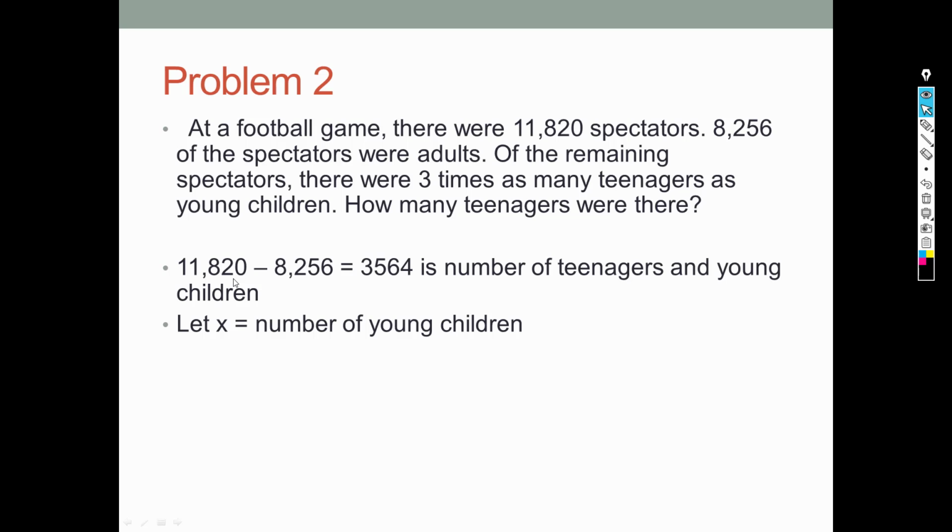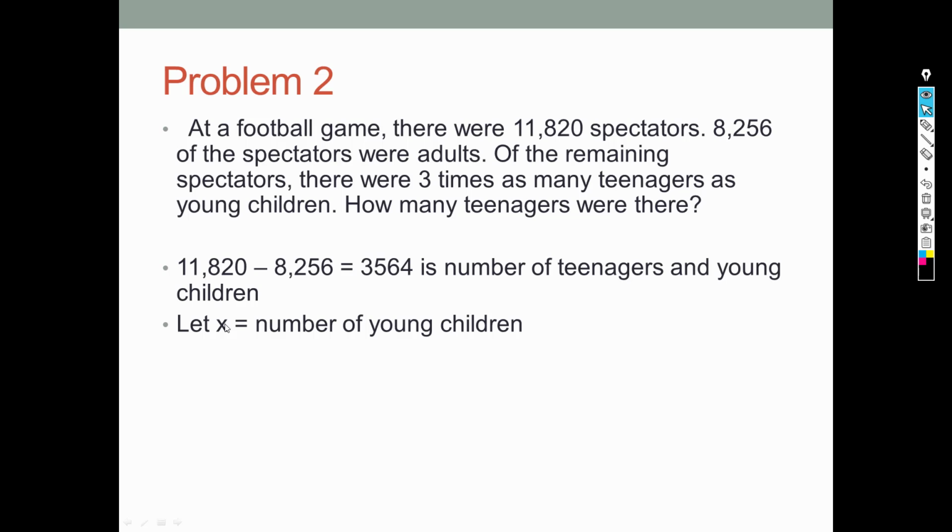If I take the total of the spectators, subtract the number of adults. Okay, so 11,820 subtract 8,256. Subtract those out. Then I get 3,564. This is the number of teenagers and young children total. Okay, so this makes up the total of the teenagers and young children combined.